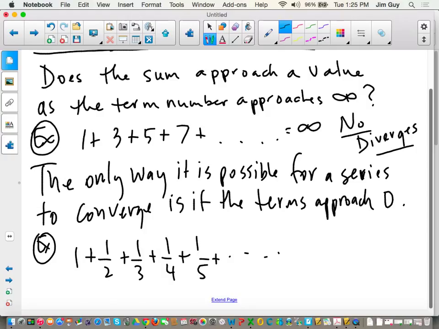Perfect. Okay? So we have to get to a point where we're just adding 0 on. If we're only adding 0 on, then it's not changing, and now we can say what it is. So, are these values approaching 0? Yes, they are.